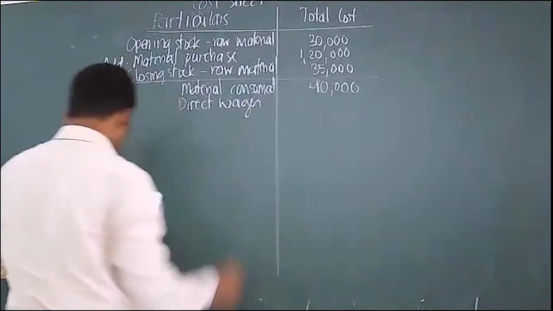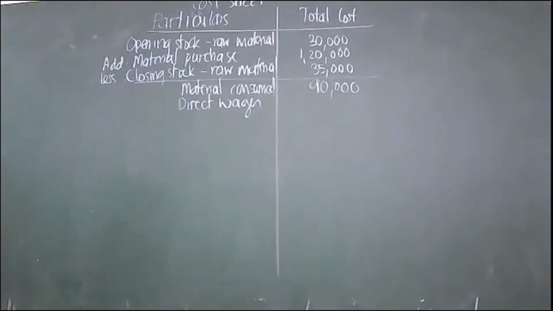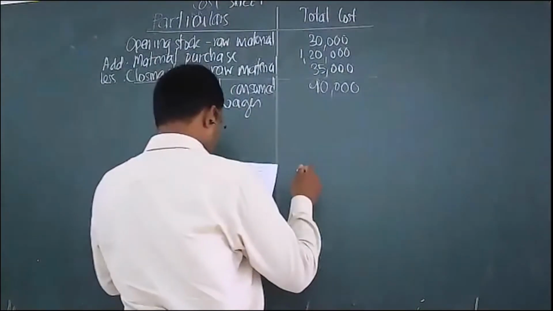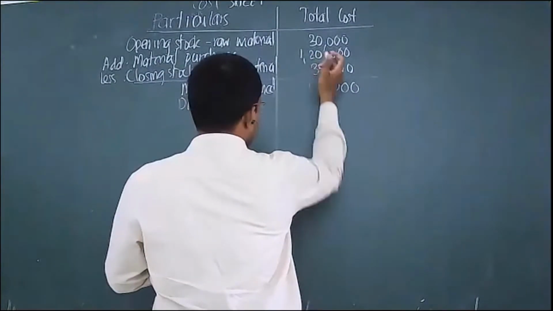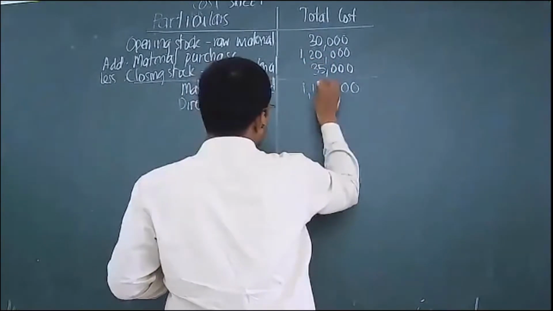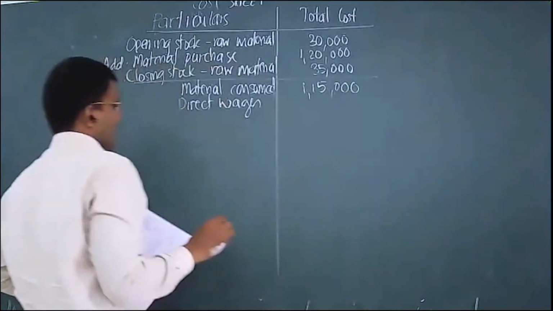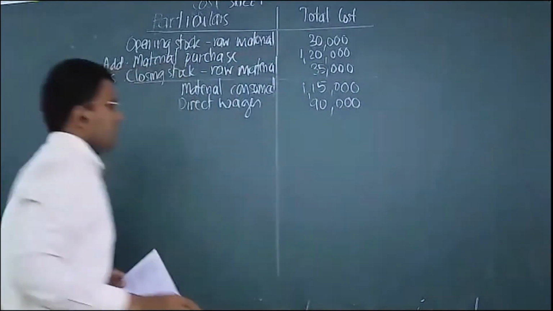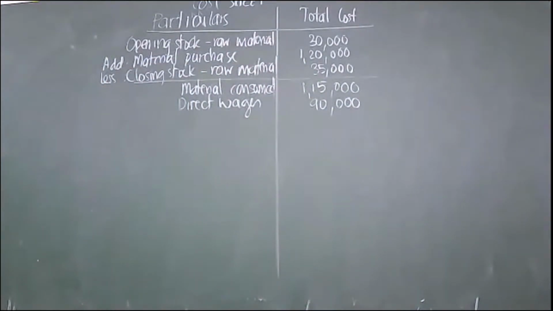Direct wages in the question has been given to us in a different way. It has been given to us as productive wages. Productive wages, I'm so sorry, I made a mistake in the calculation. I wrote the wrong value here. This should be 1,15,000, okay? And direct wages is 90,000. Now, here we do not have direct expenses. Direct expenses has not been given to us in this particular question.